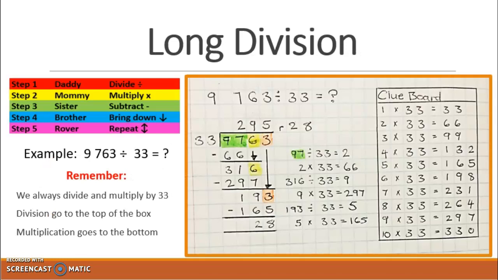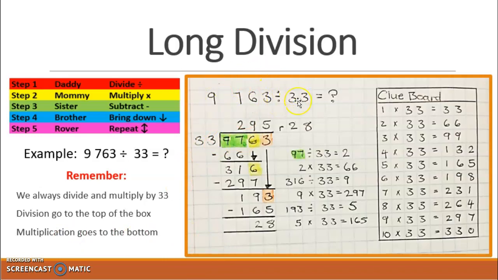Right, let's look at an example of long division. Remember the method of long division. Step 1, divide. Step 2, multiply. Step 3, subtract. Step 4, bring down. And step 5, repeat. The example 9,763 divided by 33 tells us that we always divide and multiply in our steps by 33. Our answers to division will go to the top of the box and multiplication will go to the bottom of the box. Right, let us begin.